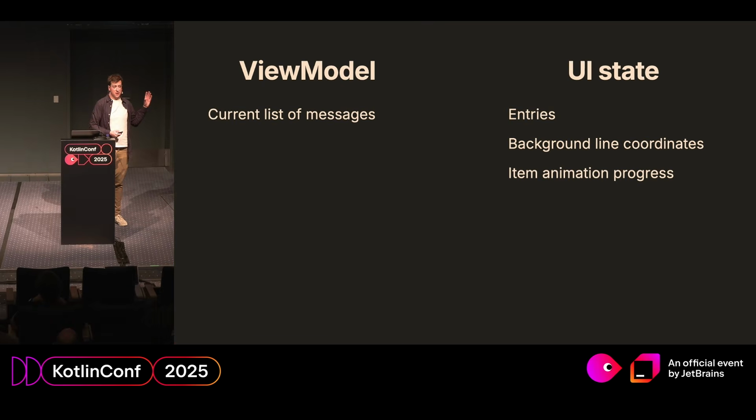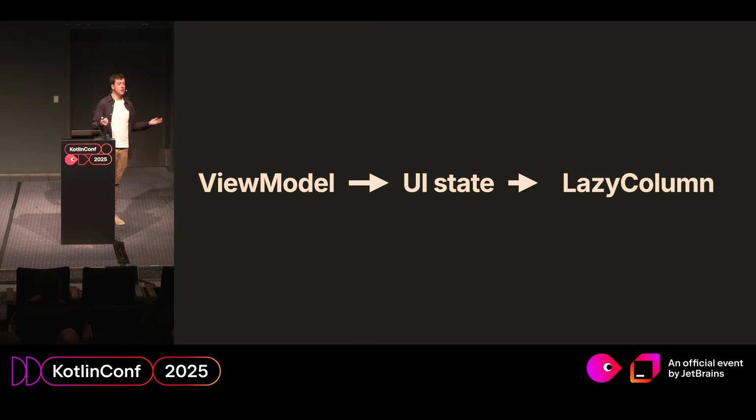ViewModel is really good for the kind of nuts and bolts data, the current list of messages. But the UI state is going to have all of those entries. It's got pixel coordinates in it. The ViewModel has no business knowing about that. It means we can also store things like item animation progress that we'll get to in a second. So if you want to think of the total flow of data throughout our application, we're going from ViewModel to UI state, and then finally into the LazyColumn to let it draw.